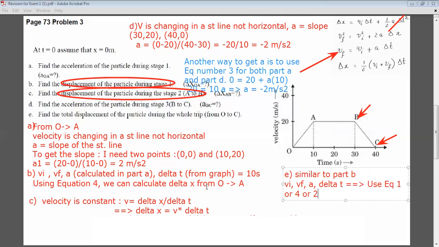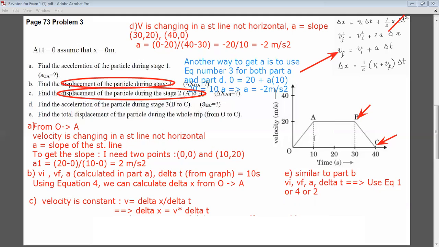Okay. Is there another way to do it? Yes. I don't know if you still remember. There is another way, which is the area under the graph. In this case, area of a triangle is length times width divided by 2.